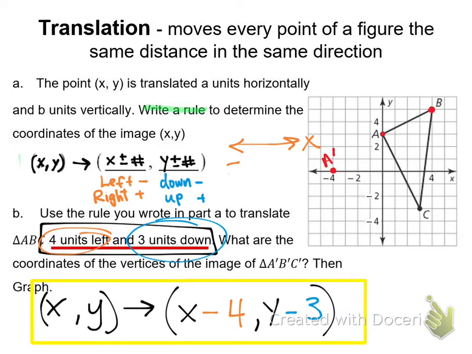Same thing with B, 4 units to the left, 1, 2, 3, 4, 3 units down, 1, 2, 3. B prime. And then C is 4 units to the left, 1, 2, 3, 4, 3 units down, 1, 2, 3. C prime. And then connect your dots. Beautiful, isn't it? We feel okay about it?